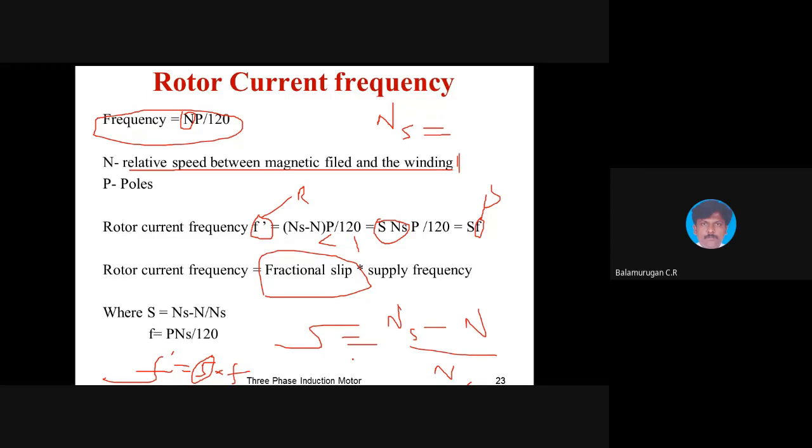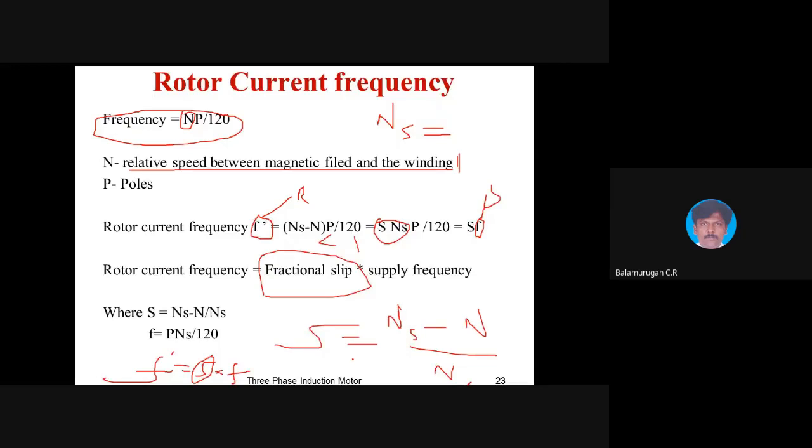Suppose the slip is equal to 1, what will happen to the running speed? The motor is not running at all. So F dash will be equal to F, it is not at all possible. It will always be less than the stator speed only. Okay, up to this, are you having any doubt? If you are not having any doubt, we will go to the simple problems.